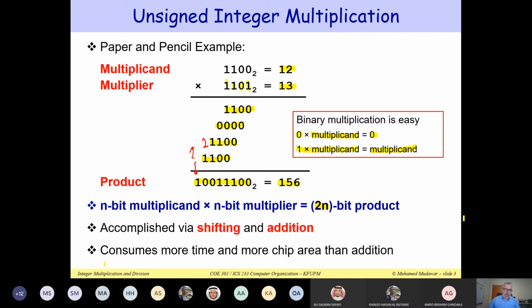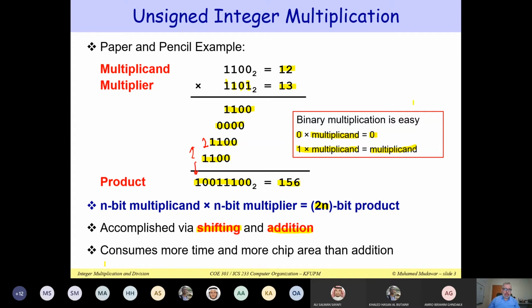And this is accomplished using shifting and addition. Okay, so notice that I shift and then I add. Okay, that's basically how it's done. Of course, designing a circuit that does multiplication is going to occupy more area on the chip, and also it will consume more time because we have many partial products.